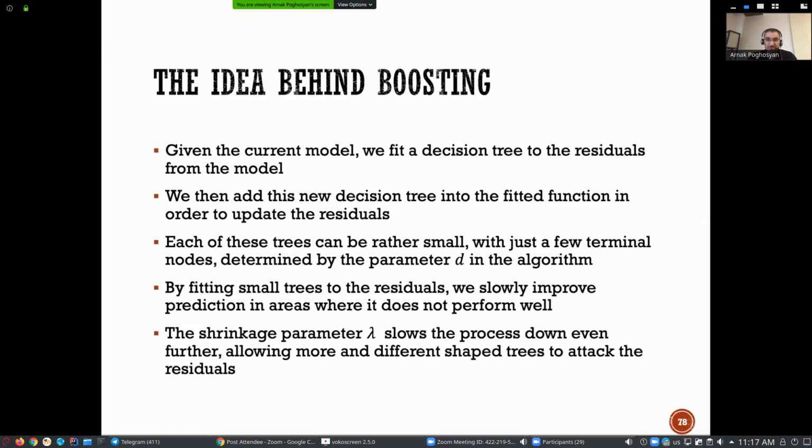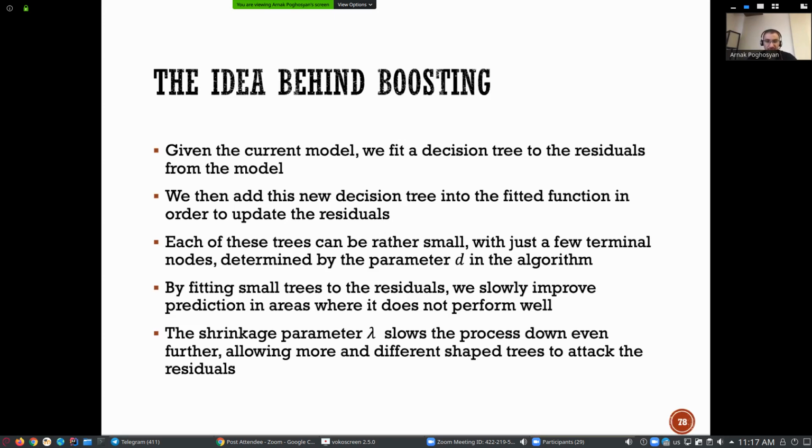So we have some parameters here. Each of the trees can be rather small, with just a few terminal nodes. So we have the D parameter here, the number of splits. Of course, you need to tune it. Based on some cross-validation procedure, you need to understand how many splits you need to use: 1, 2, or 3. Usually 1 or 2 is enough. You just need to understand whether to apply 1 split or 2 splits.